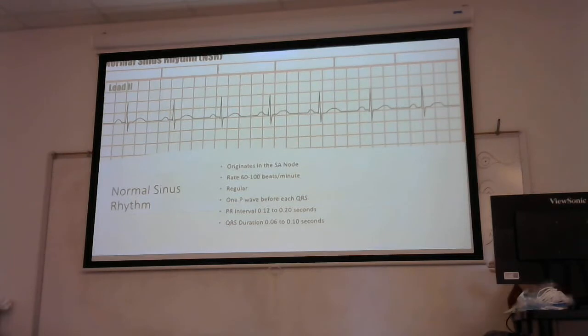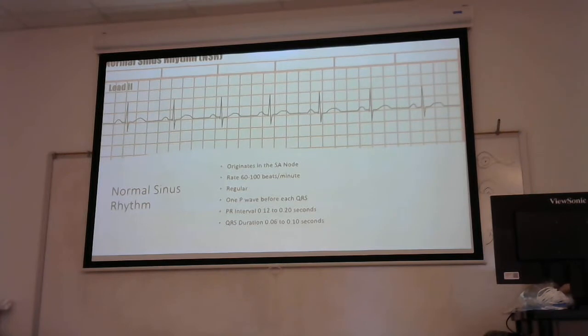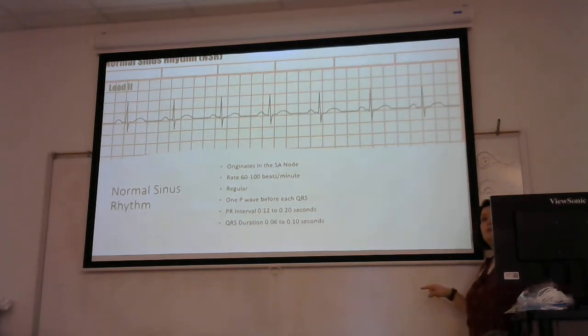So, let's talk about normal sinus rhythm. If I was doing the 5-step analysis, this is what I would tell you. Your rate is going to be between 60 and 100 beats per minute. It is regular. You have one P before every QRS complex, and your P's are similar in appearance. Your PR interval is between 0.12 and 0.20. Your QRS is between 0.06 to 0.10. Okay?